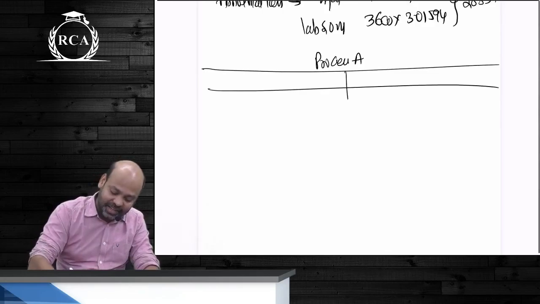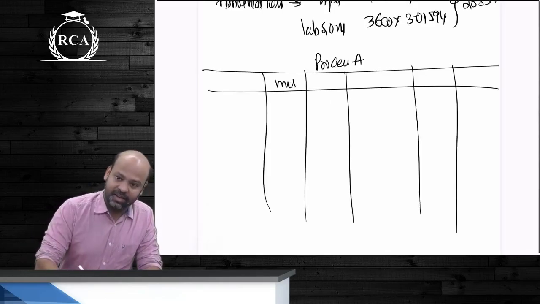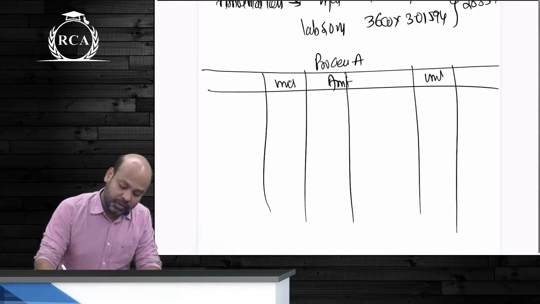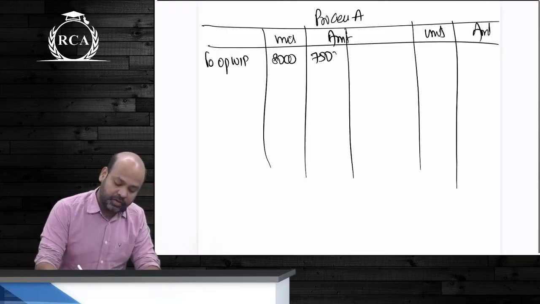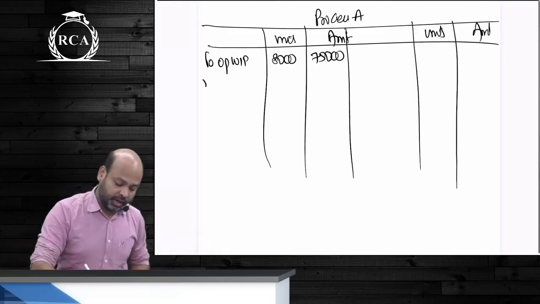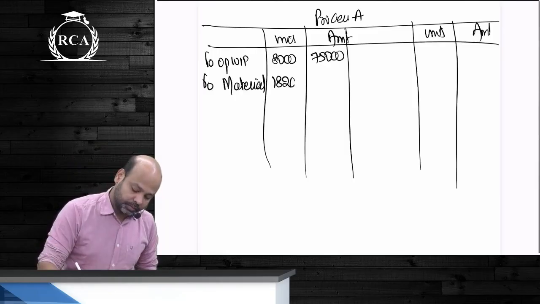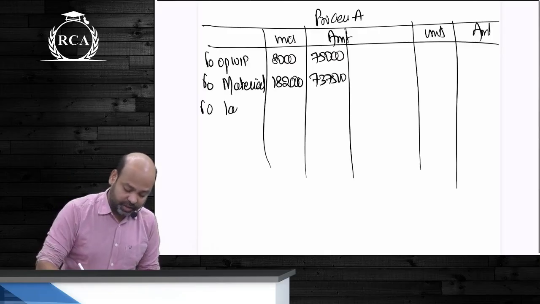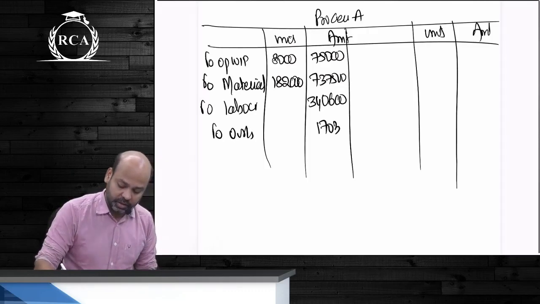Process A account, guys. Number of units and amount, number of units and amount. You're going to write to opening work in progress, guys. How many units? 8,000 units. Valued at? You first write all your details of expenses incurred, guys. To materials beta in the current month. How many units did we introduce? At a cost of 7,37,000. To labor beta, wages. How much is that? 3,40,600, guys. To overheads beta, the amount is 1,70,300.